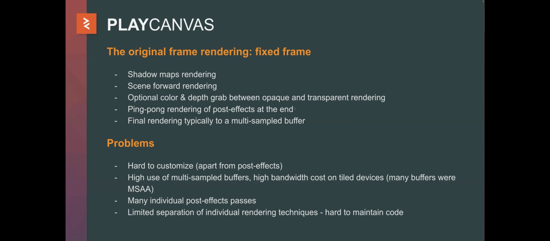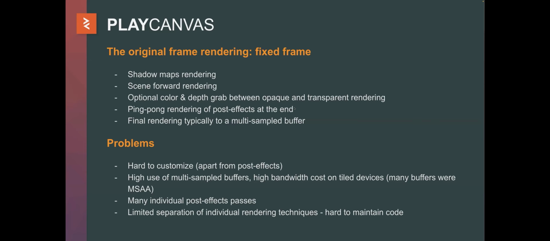So the problems we had: it was hard to customize. It was a fixed rendering loop, and apart from post effects, that's what everybody was getting. As I mentioned, there were lots of multi-sampled buffers, which is really costly on mobiles especially. Many render passes for post-processing, which is again loads of memory bandwidth, reading and writing, especially if some of them happen in a multi-sampled way. And code-wise, for us developers, it was complicated to maintain because it was one big spaghetti code base where everything happens together.